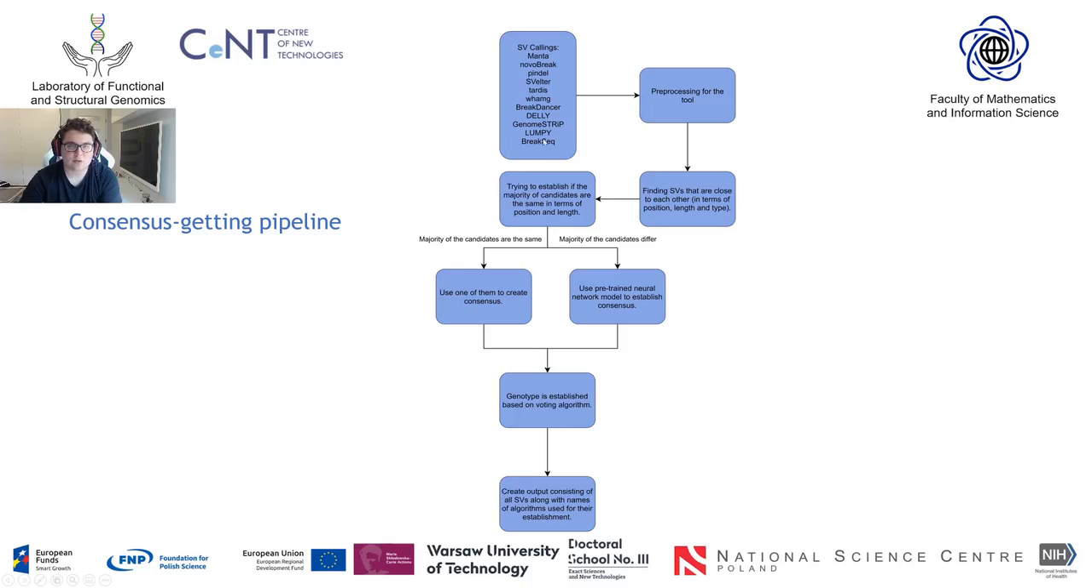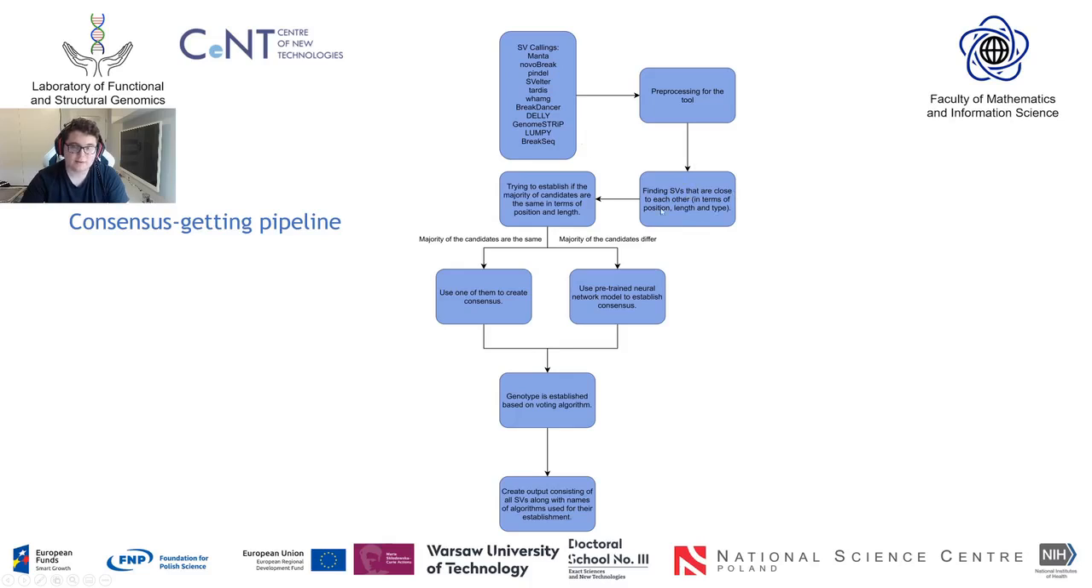As you can see, the input to the tool is independent calls from all of the other algorithms that call the structural variants. Then we go to the pre-processing for each tool, because the VCF format is pretty standard. However, the output provided in the info field varies from tool to tool, so we need to unify it for the further processing. After that step is done, we try to find structural variants that are close to each other in terms of position, length, and type from various tools.